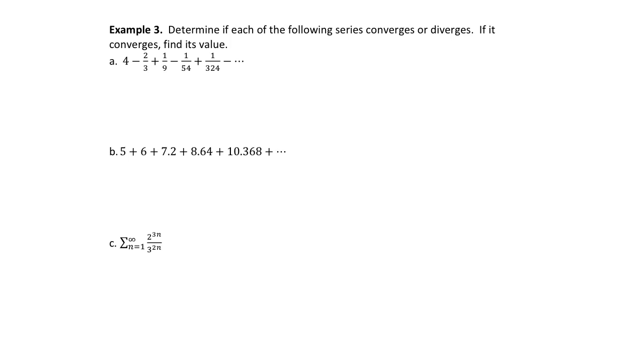4 minus 2/3. So what I'm going to do is I'm going to take the second term and divide it by the first term. We're going to get negative 2/3 divided by 4. Well, this turns out to be negative 1/6. It's like negative 2/3 times a fourth, which would be negative 2/12, which is negative 1/6. Okay, so if the series is geometric, the common ratio is negative 1/6.